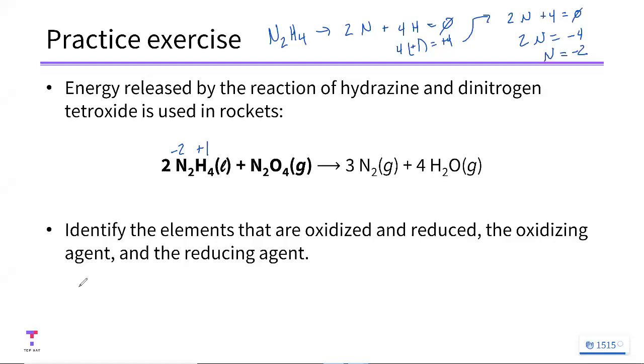Now down here, we'll do the N2O4, the dinitrogen tetroxide. And so that one breaks into 2 nitrogens and 4 oxygens, giving us a total charge of 0 because that molecule is also uncharged, neutral.